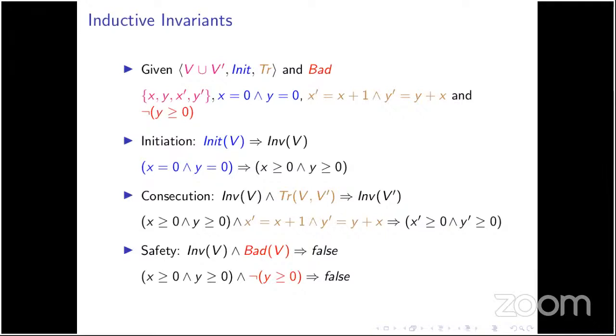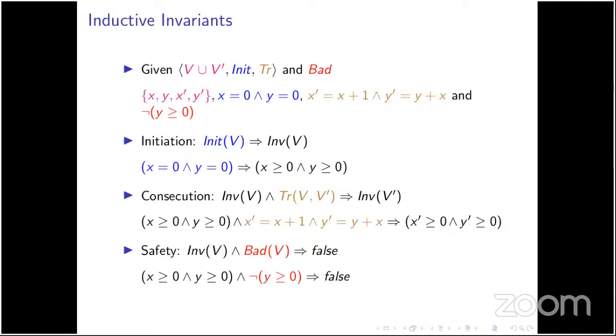Initiation check, where you check that x equal to 0 and y equal to 0 implies x is greater than or equal to 0 and y is greater than or equal to 0. Now this is a valid check, a valid implication, and you can use an SMT solver to check whether your implication is valid or not. First of all, this is a valid implication, so your candidate passes the initiation check.